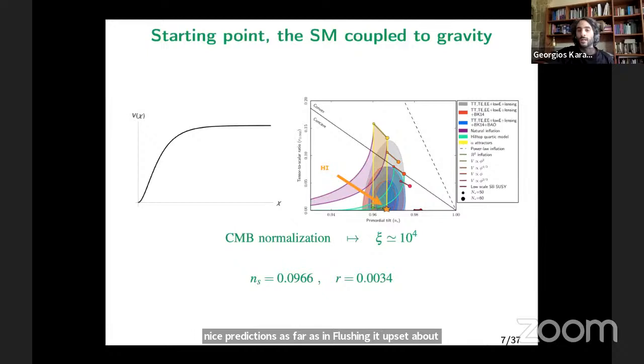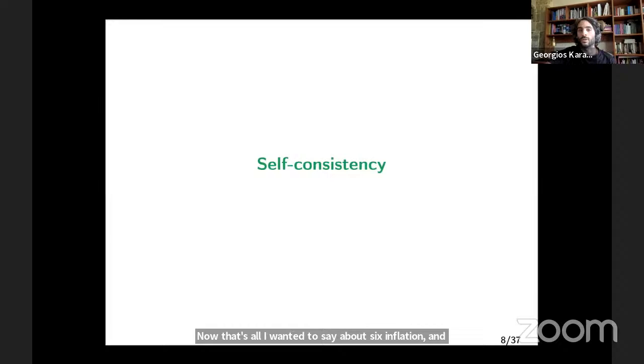So we have an n_s and r spot on the Planck data. And also, as I said before, the normalization of the power spectrum tells us that ξ should be a large number of the order 10³, 10⁴. Now, that's all I wanted to say about Higgs inflation. And actually, that's all you need to know in order to follow what I'm going to be discussing now, which is the self-consistency of the theory.